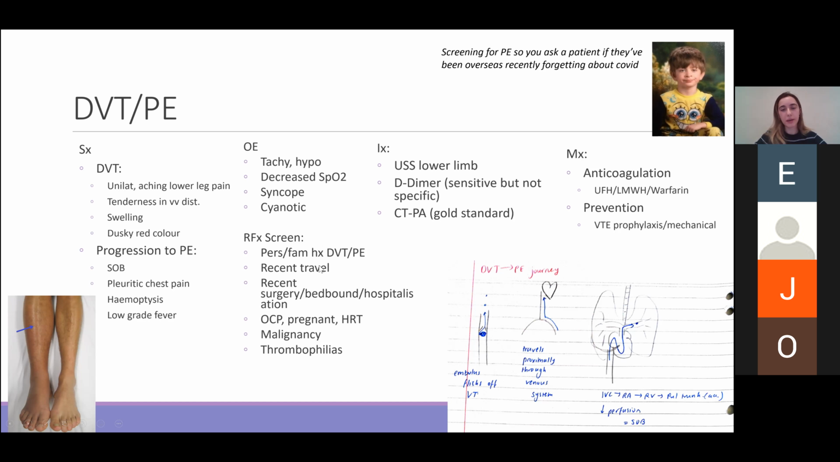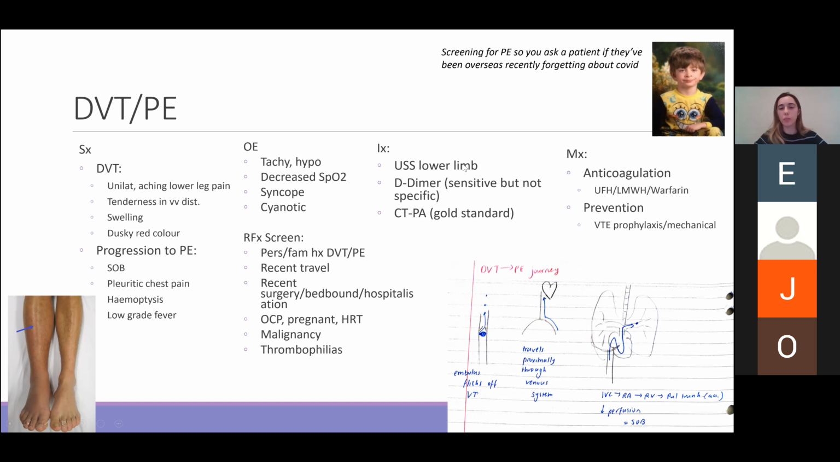Risk factors are really important. Obviously if they have a history of clots in the legs or lung, if they've traveled recently, which is really important to still ask to get in the habit of, but probably not an appropriate question at the moment exactly. And recent surgery, if they've been bedbound at all, hospitalized. Medications are important, and if they have a past or present malignancy and blood clotting disorders.